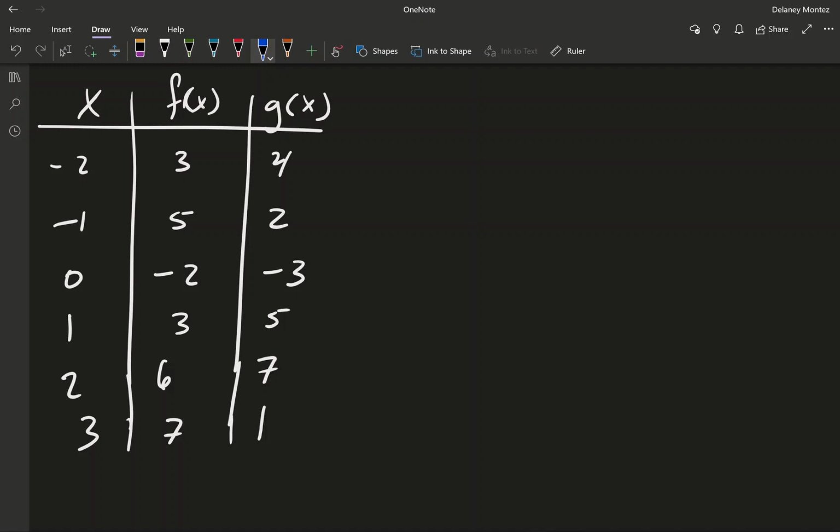So it's asking us to find f of g of -1. Okay, so this is going to be the first question it's asking us. This is question 20. So first thing we want to do is work on the inside, right? What's g of negative 1? Well, we'll go look at our table. If I plug negative 1 into g, I'll get 2. So g of negative 1 is just 2.